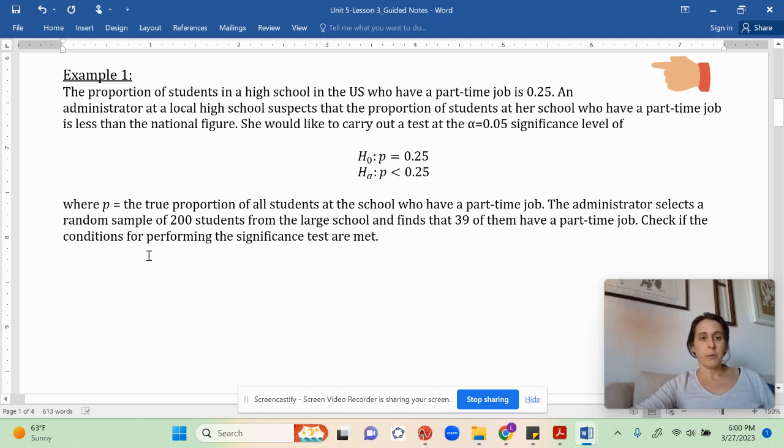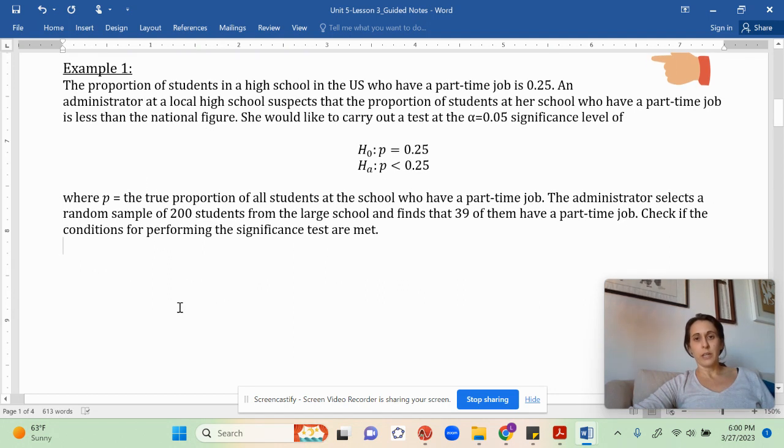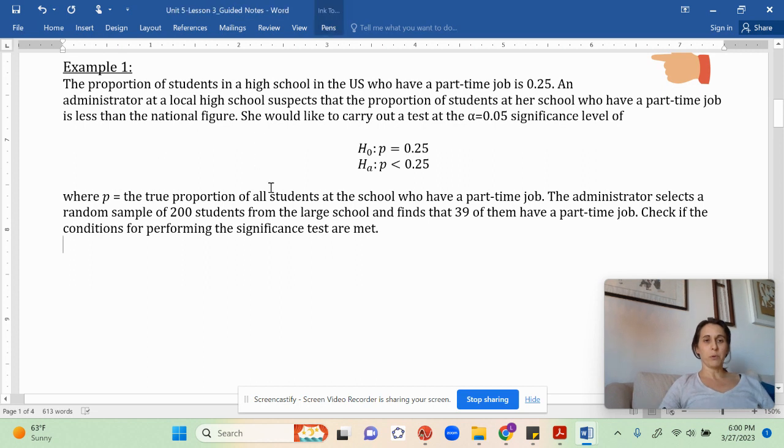Okay, for our first example of checking the conditions, what we have is a proportion of students. We are told that the proportion of students in a high school in the US who have a part-time job is 0.25. So about one fourth of US high schoolers have a part-time job. An administrator at a local high school suspects that the proportion of students at her school who have a part-time job is less than the national figure.